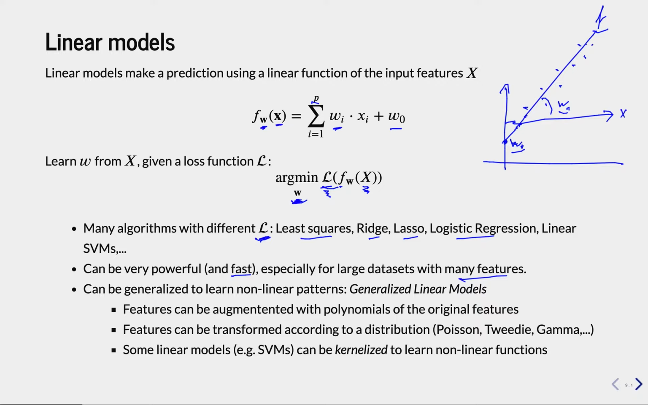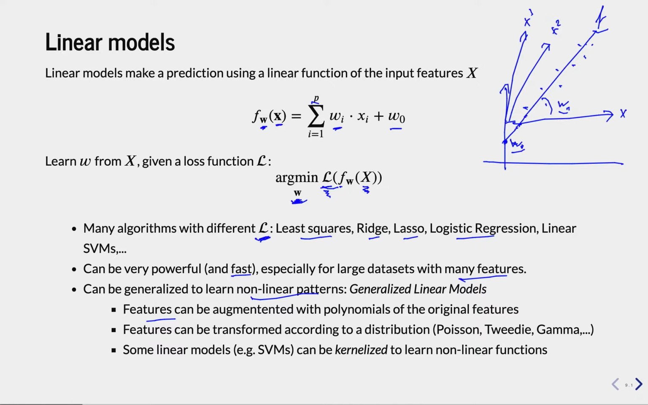Now, they're also very powerful because they can be generalized to learn nonlinear patterns. This is a more general class of models called generalized linear models. There are different ways of doing this. First of all, we can augment our features with, for instance, polynomials. So if you have feature x, we can add a function x squared and x to the third and so on. So we add variables to our data set, we add columns to our data set, and if we learn a linear model in this higher dimensional space, we can learn more complex functions.